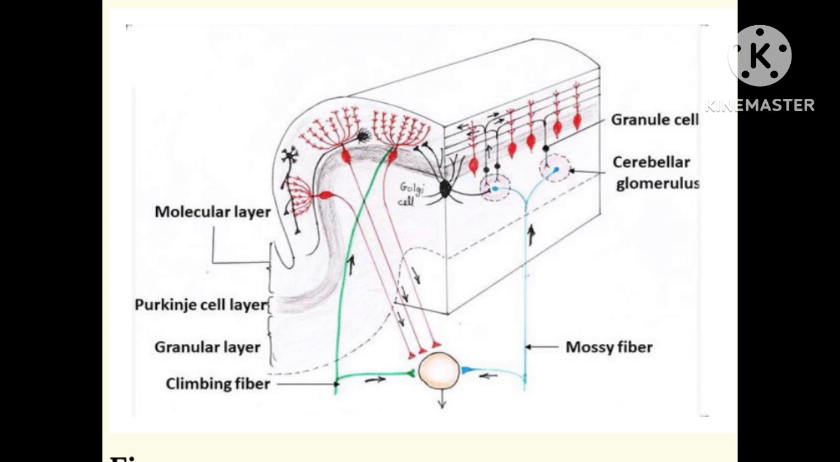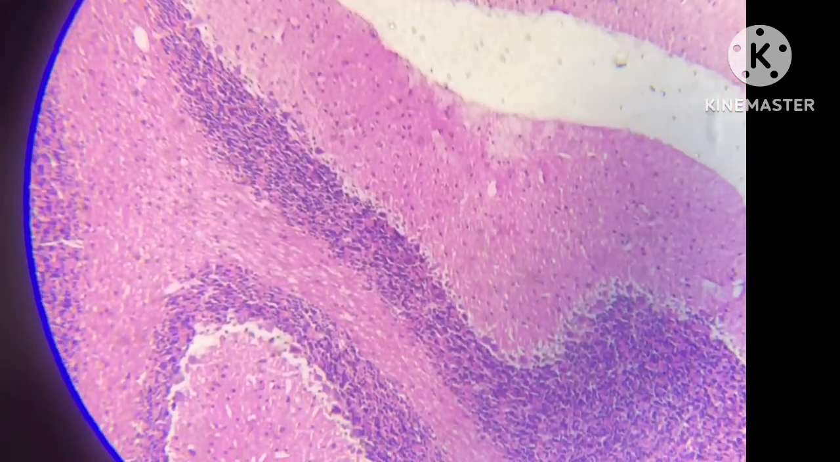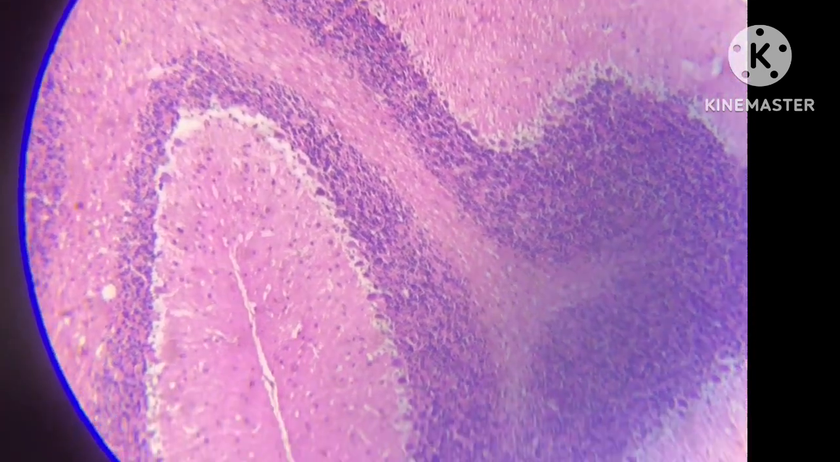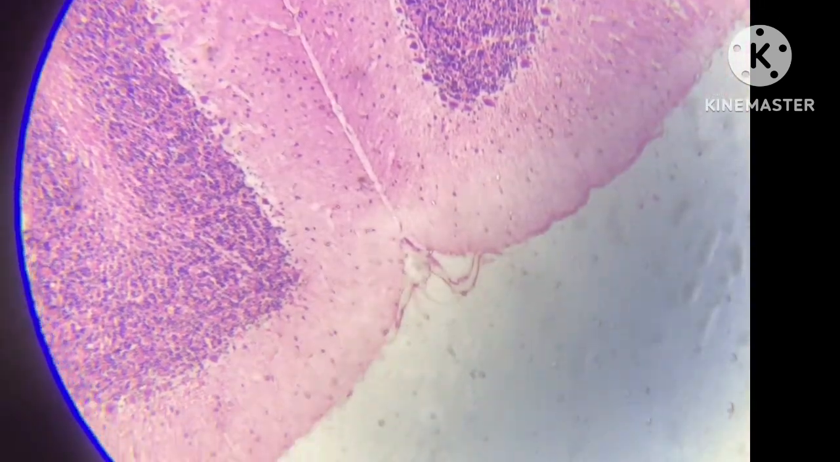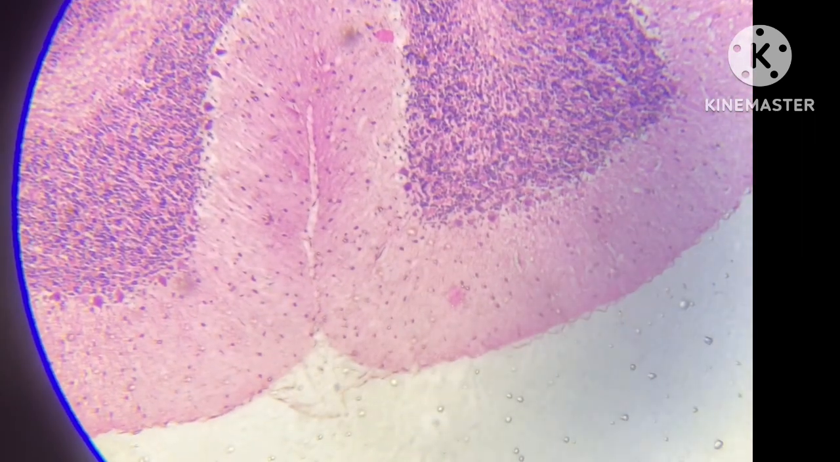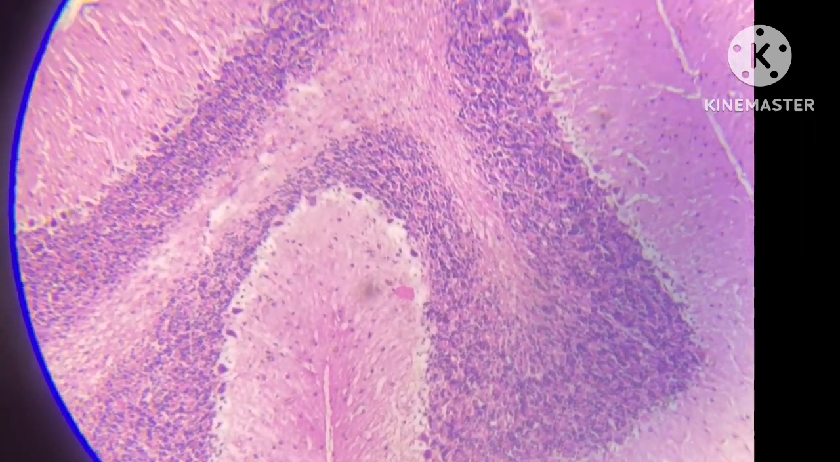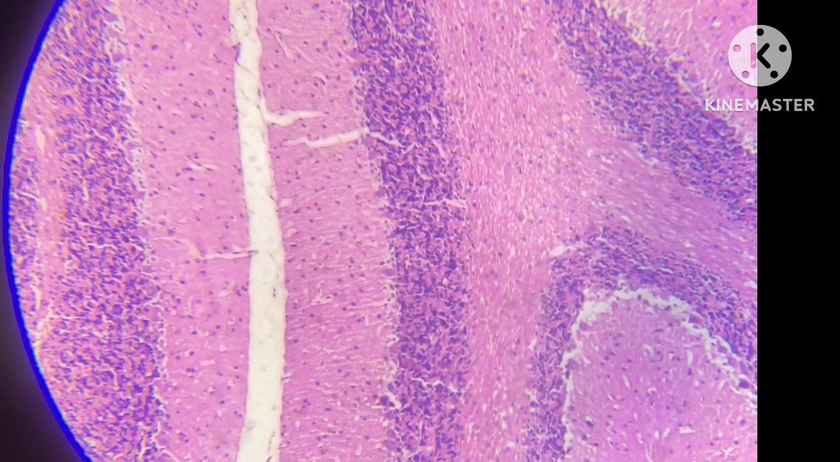Efferent fibers from the cerebellum are mostly the axons of the Purkinje cells that synapse with the intracerebellar nuclei, that is, the dentate nuclei, emboliform nuclei, fastigial nuclei and globose nuclei. And from these nuclei, efferent fibers arise.